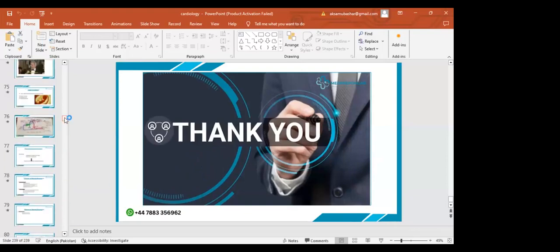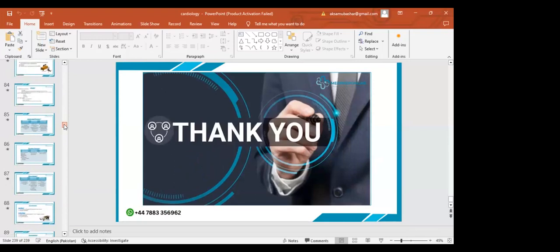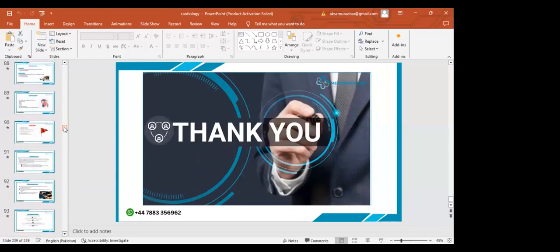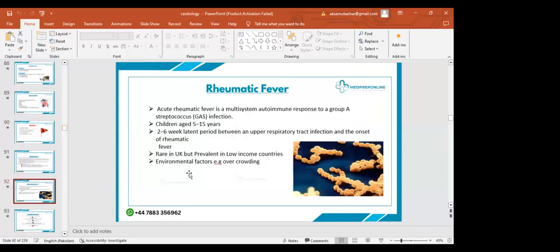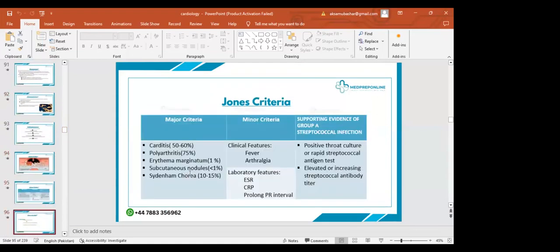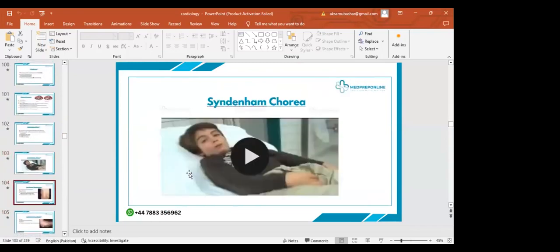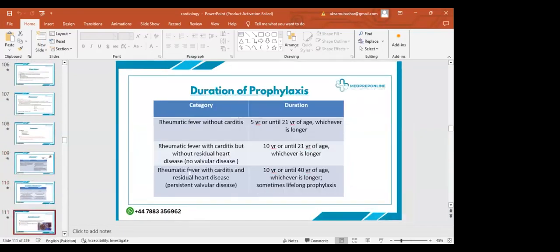Let me just give you an overview of that. I will show you the slides, and the most important one is infective endocarditis. About infective endocarditis, the prophylaxis is so important because questions come from infective endocarditis prophylaxis. Just give me 1 minute.